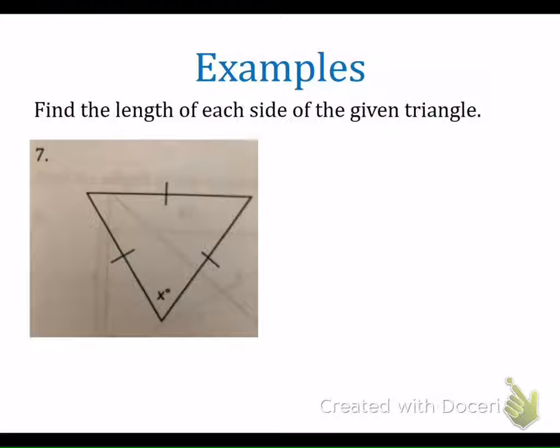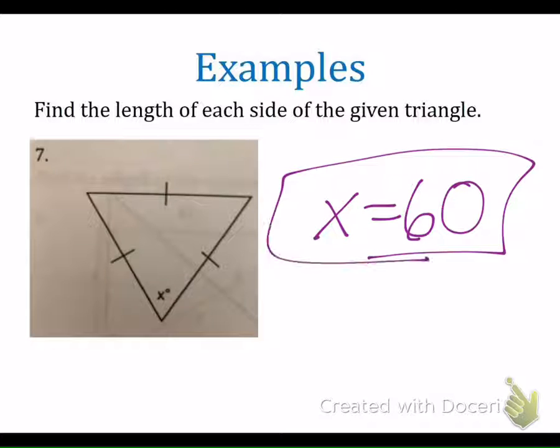So in number 7, we are given that the 3 sides of this triangle are congruent. If the 3 sides are congruent, the angle is 60 degrees. X is already by itself, so you're done. That could have been like 2x plus 14 or something, and then we'd have to solve for the x, but x is already isolated. We're good to go. Raise your hand if you have any questions.